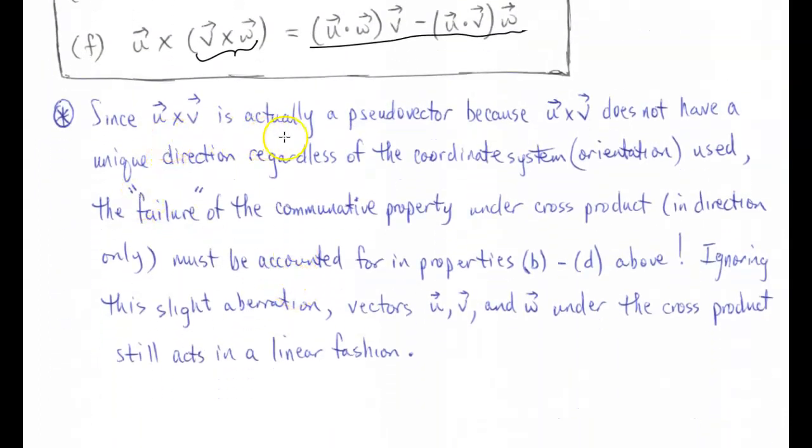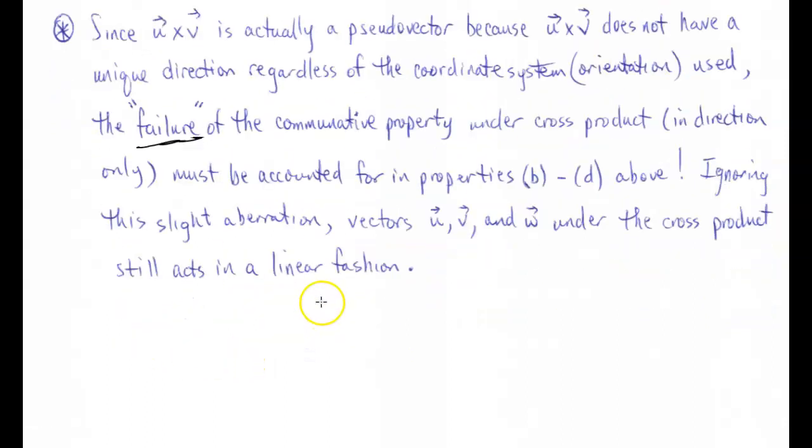Okay. Now, my note here is that since u cross v is a pseudo vector, it's a pseudo vector because u cross v doesn't have a unique direction. Of course, we talked about all that. And because of that, technically, the commutative property fails, but since it's only direction, it's like, oh, okay, not a big deal. In the world of vectors, the sign just means direction, and that really doesn't matter too much. Okay. All right.